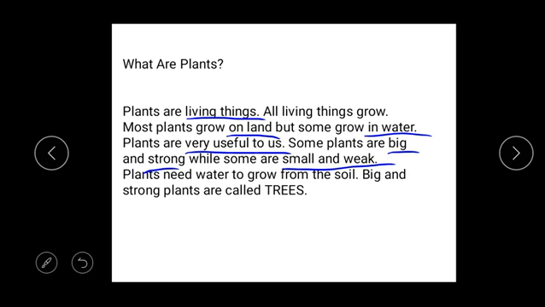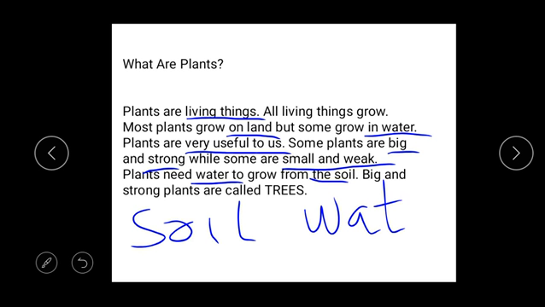Plants need water to grow from the soil. Remember we said you use your soil to grow your plant, but without water your plant will not grow. So your plants need water to grow from the soil. If you want to grow your plants, that means you need your soil, and you need water.